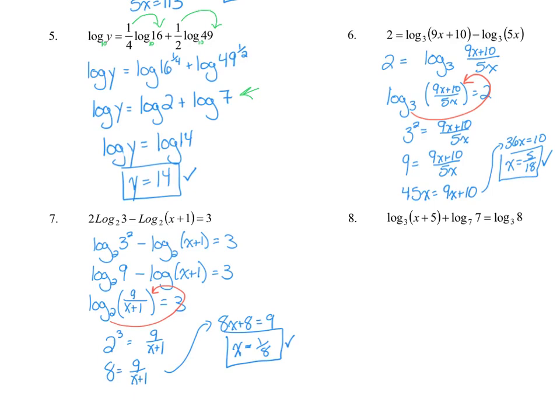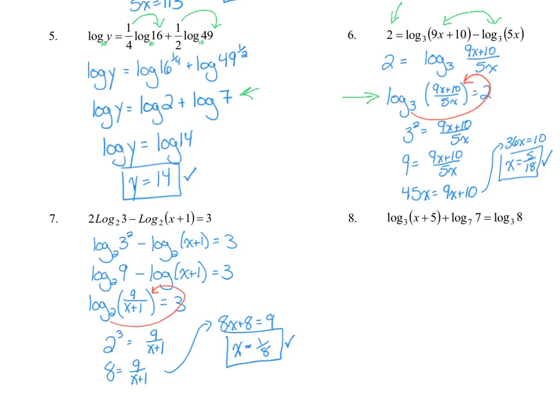Number 6 is a problem where we have a term that does not have a log. So we want to get a single log on one side and have a number on the other side of the equal sign. Since we have 2 logs with the same base being subtracted, we're going to keep the log and divide the arguments. So we get 9x plus 10 over 5x. I just switched the order around and put the log on the left side. So we have log base 3 of 9x plus 10 over 5x is equal to 2.